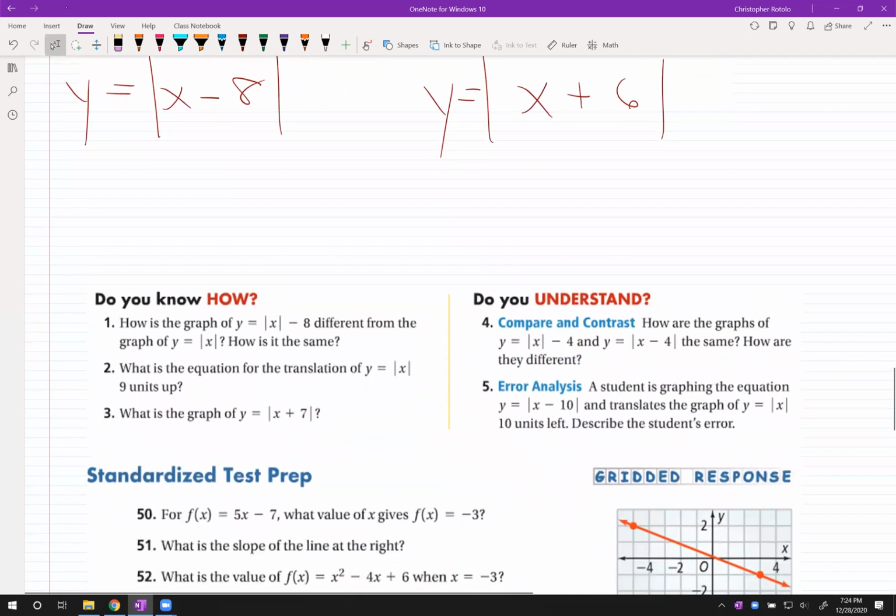All right, so remember outside is up and down. So this one is down 8. Inside, that's going to be left and right, and it's opposite of what you see. So this should be left 7. So that takes care of some of those.